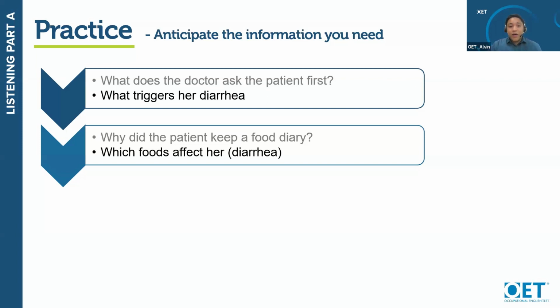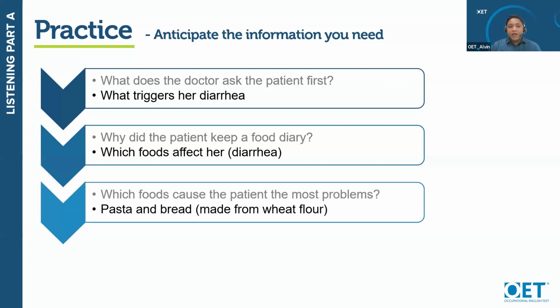Number two, why did the patient keep a food diary? If you remember, there are some clue words there such as food diary, pinpoint, food affecting diarrhea, things like that. So the answer there is which foods affect her diarrhea? And for number three, which foods cause the patient the most problems? If you remember, there were some keywords there like pasta, bread, wheat flour. So the answer there is pasta and bread made from wheat flour.